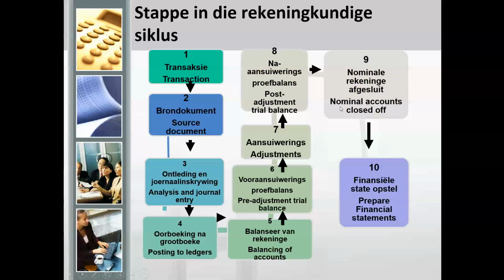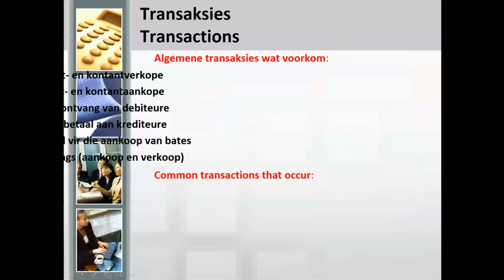Now, what is a nominal account? That is all our income and expense accounts. Why do we close it off? Because the difference between income and expenses equals profits, and to whom do the profits belong? It belongs to the owners of this entity. So the net profit that's going to be calculated in the profit and loss account will then be transferred to an equity account. And then once I've done that, I can prepare the financial statements for the year.